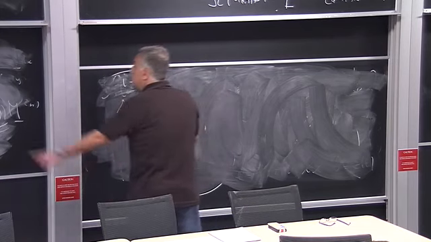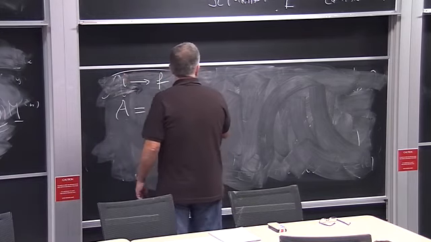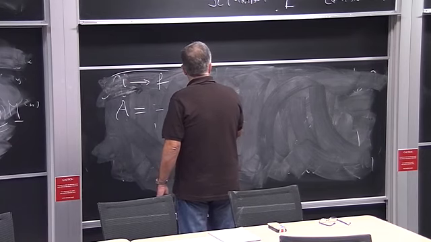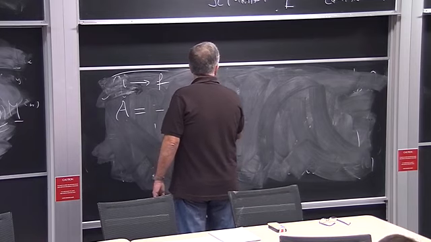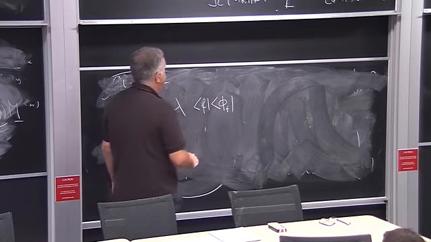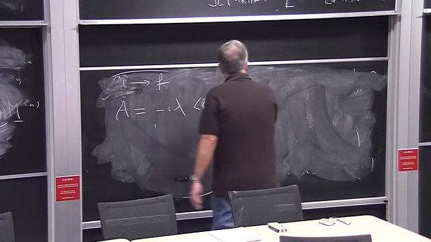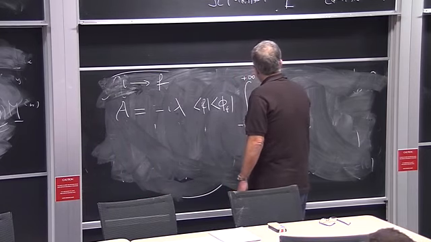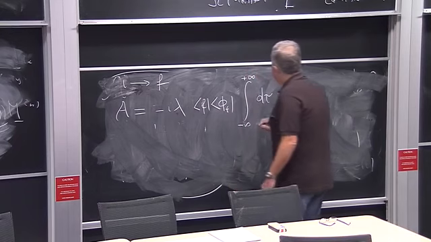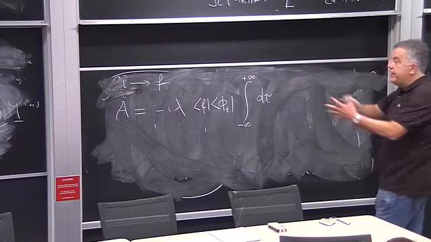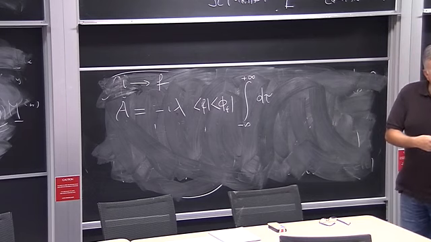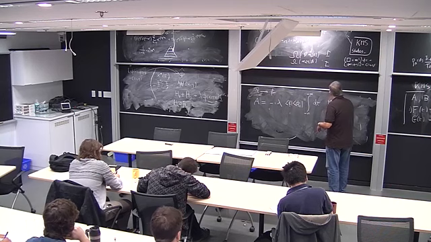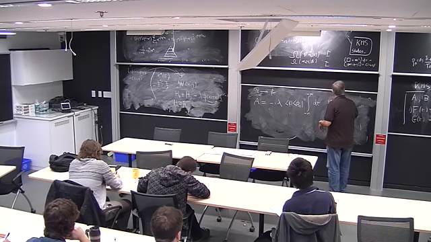Lambda is the coupling constant. Then you have the states. Let's call F the final states of the detector, CF the final state of the field. And then you have the integral from minus infinity to plus infinity with respect to the proper time, d tau, of the interaction Hamiltonian, meaning m of tau phi of x of tau.